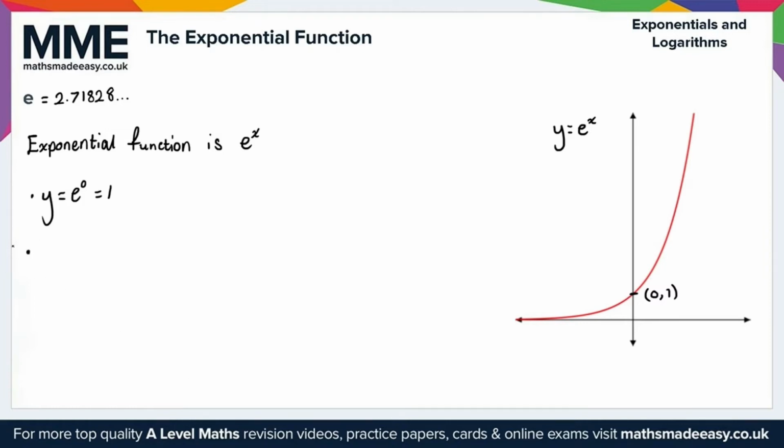We can also see here that as x tends to infinity, e to the x tends to infinity as well. And what we can also see here is that as x tends to minus infinity, we can see that e to the x tends to 0. And we can see that from the graph here. So as we tend to minus infinity, our graph tends to 0 here. And finally, our final property here is that e to the x is never negative.